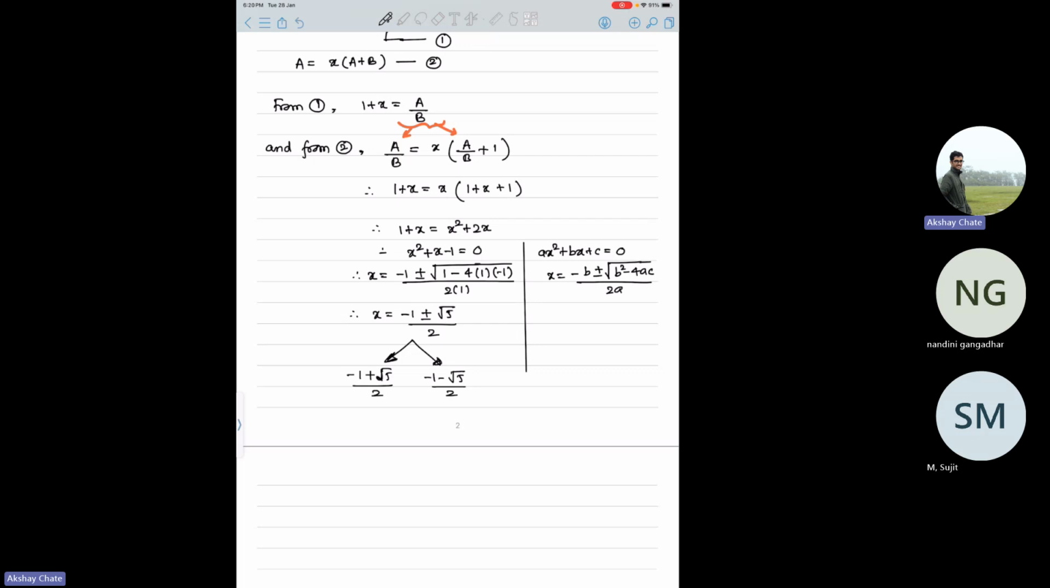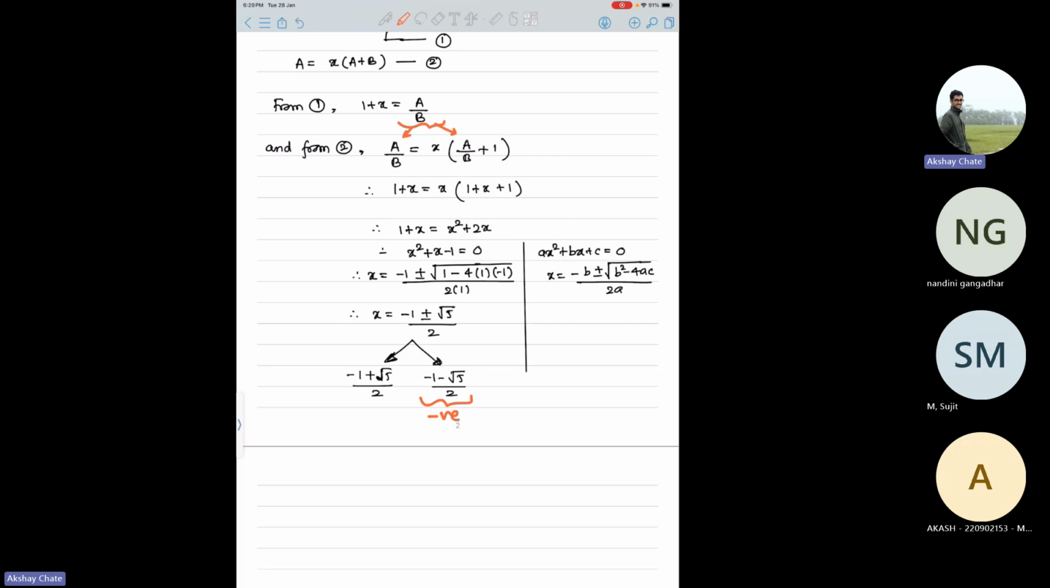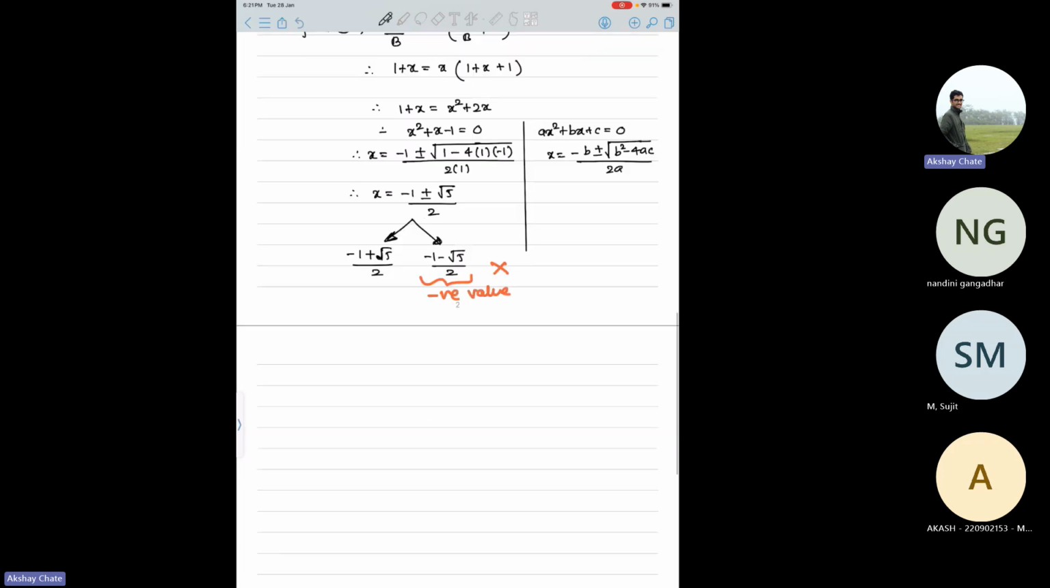Yeah, the first one, right? Because the second one is a negative value. So it is not possible, because x is a percentage, and percentage is always greater than 0. So therefore your x is nothing but minus 1 plus root 5 by 2.